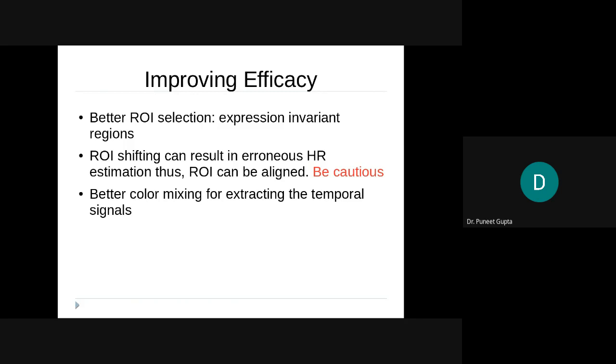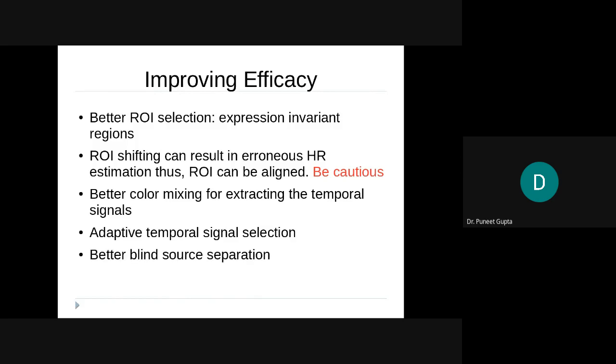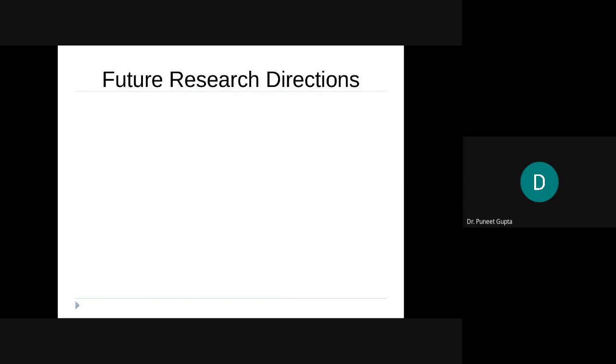Some people have actually incorporated motion models, human skin optical property models, and so on to perform different color mixing techniques. Then you can have adaptive temporal selection. There are various ways to do that; I have shown you one. You can have better blind source separation. These are a few good directions where you can move forward to improve your system.